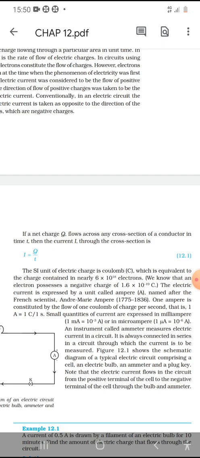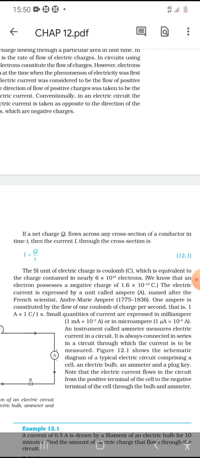Why is the ampere named ampere? There was a scientist, Henri Marie Ampere, born in 1775 and died in 1836. He discovered the electric current, and his name is used for 1 ampere, the SI unit of electric current.